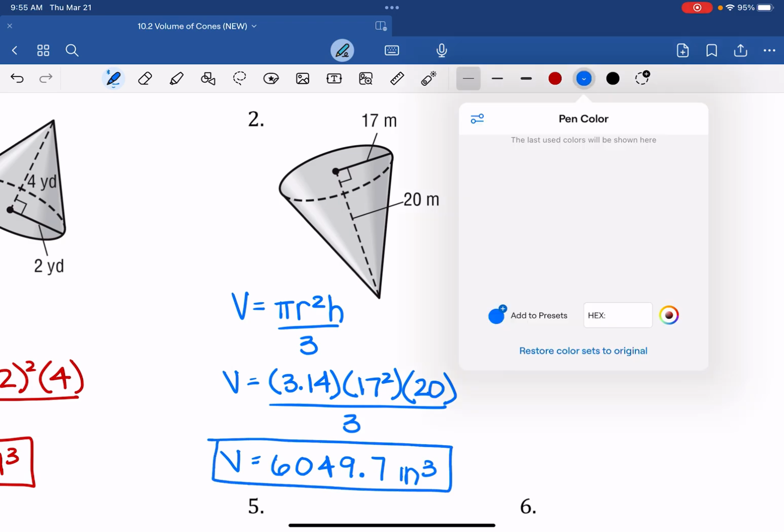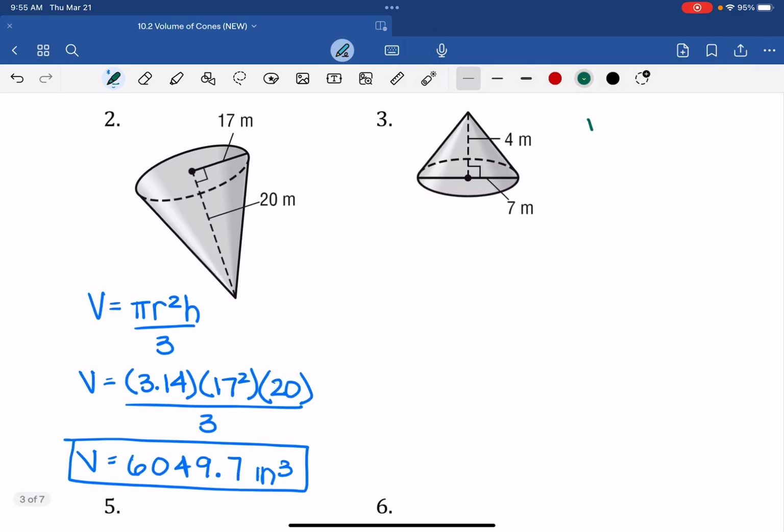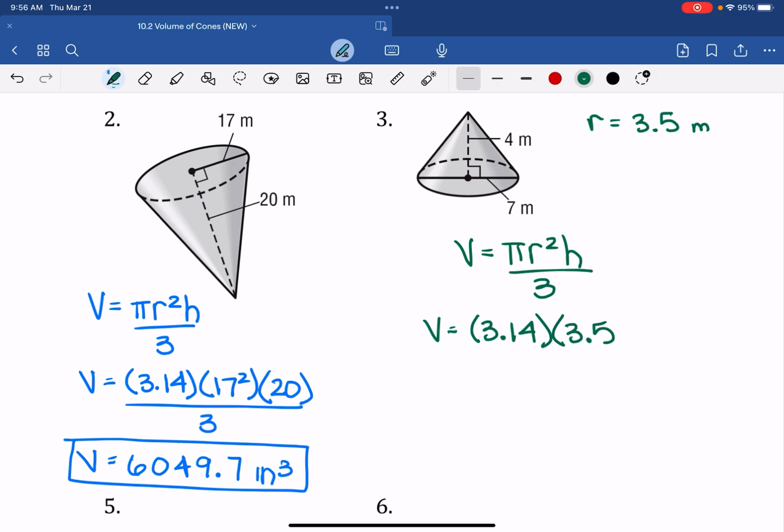Okay, question number 3 gives you the diameter because it's all the way across. So the radius is going to be half of that. So the radius is 3.5 meters. And then we'll do the same thing. So we'll have the formula, pi r squared h divided by 3. And then we'll plug in the numbers that we know. So 3.14 times 3.5 squared times 4. And then divide that by 3. And then after your calculator, you should have 51.3 meters cubed.